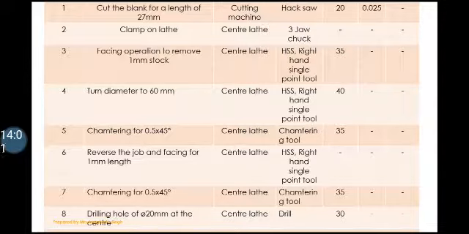right hand single point tool, depth of cut is 35. Turn the diameter to 60 mm, center lathe, HSS, right hand single point cutting tool, chamfering for 0.5 into 45 degree, center lathe, chamfering tool, reverse the job and facing for 1 mm length, center lathe, HSS, right hand single point tool, chamfering for 0.5 into 45 degree, center lathe, chamfering tool, drilling hole of diameter 20 mm at the center lathe, equipment is a drill.